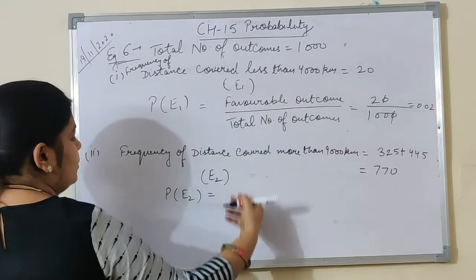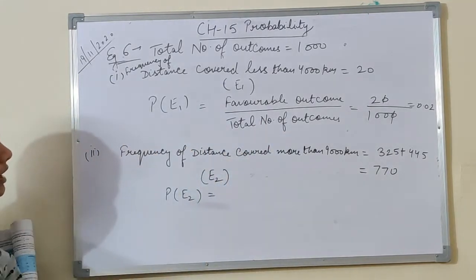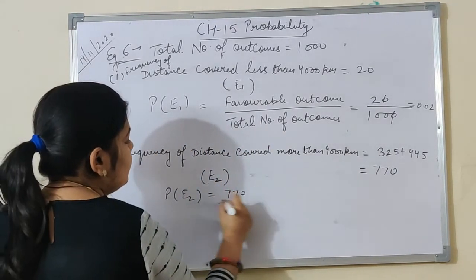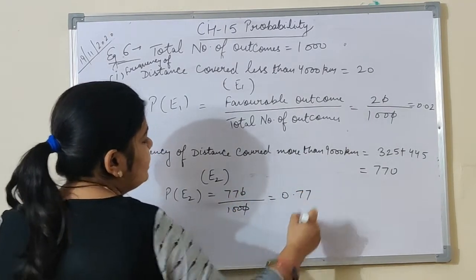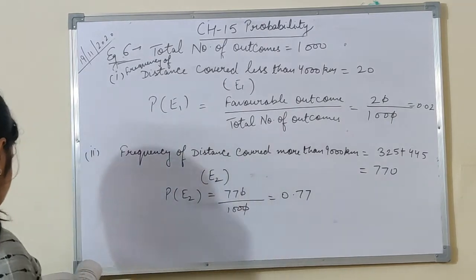It's your choice. If you have applied the formula here, then directly put the values in the formula. After applying the formula, you will see that the answer is 0.77.